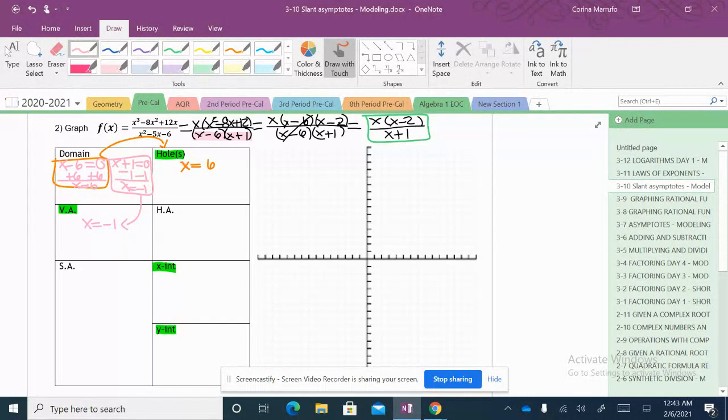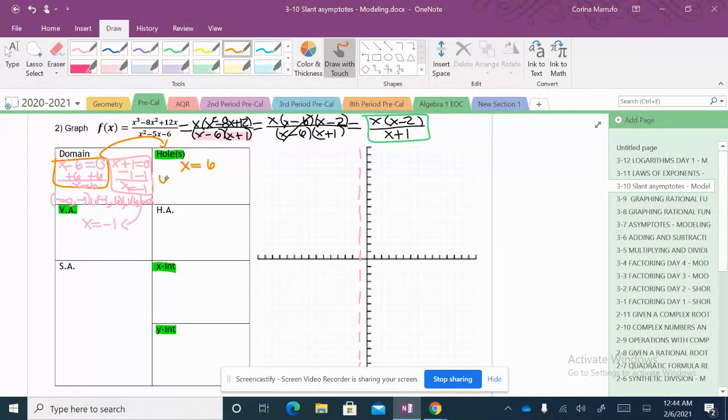Okay, so I'm going to write my domain real quick. It goes from negative infinity to negative 1, because negative 1 comes first on the number line, and then it goes from negative 1 to 6. And then it goes from 6 to infinity. All right, so then from here, I'm going to go ahead and graph my vertical asymptote. It's at negative 1, so I'm just going to make my dashed line here. There you go.